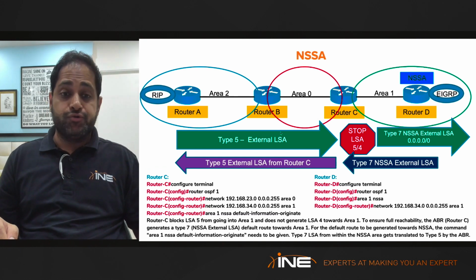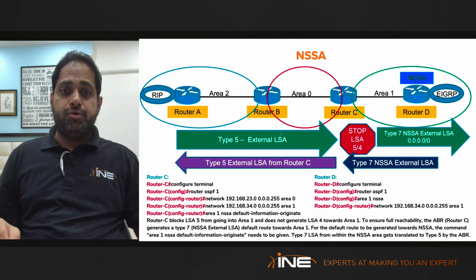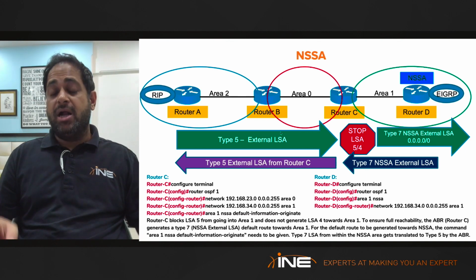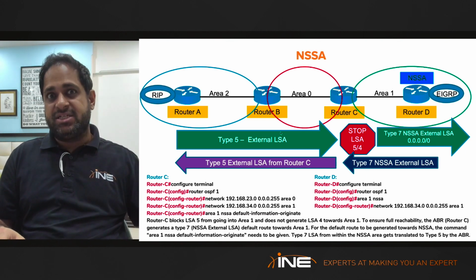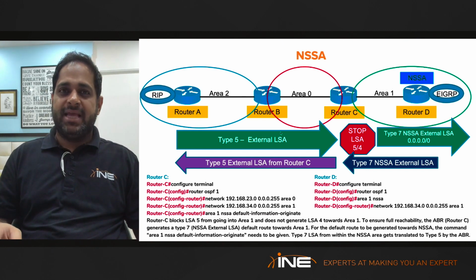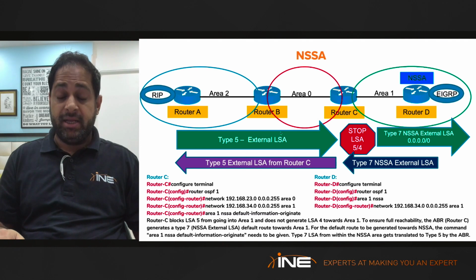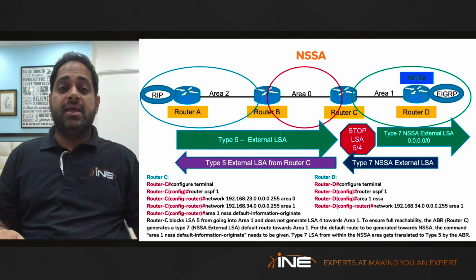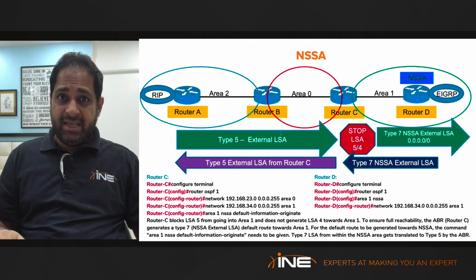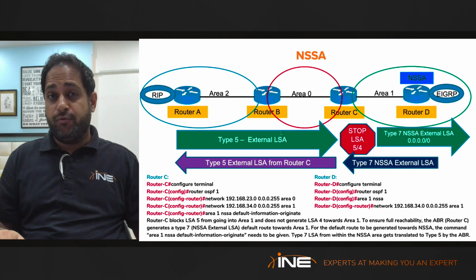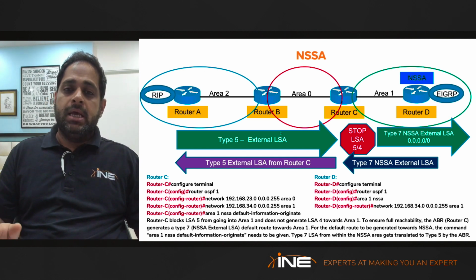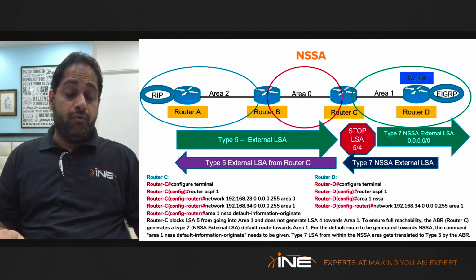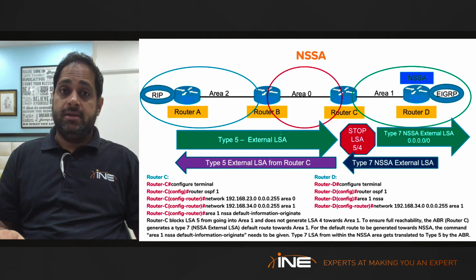It does not do that. For you to tell the ABR to generate a default route, you have to give an additional command, which is area 1 NSSA default-information originate. When you give that command, the ABR router C will generate a default route, and this default route would not be a type 3 default route. It would be a type 7 default route.